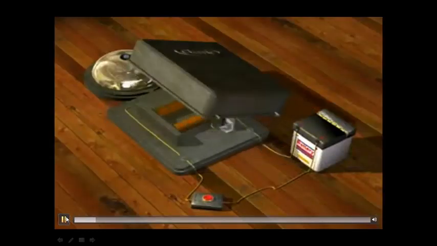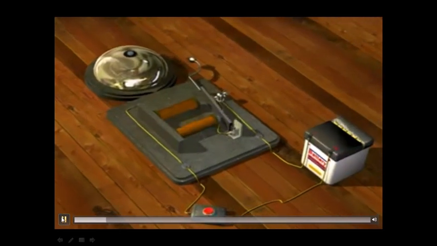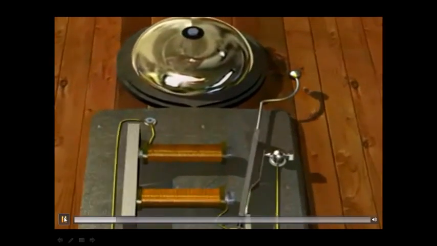Electric bell. A magnet is used in an electric bell. So here are the electromagnets in the electric bell. This is called the arm, this is the hammer, and when the electric current passes through the wires, the electromagnets will work. When they work, they become magnets and they will attract the arm. When they attract it, the arm moves and the hammer hits the bell and we hear the sound.